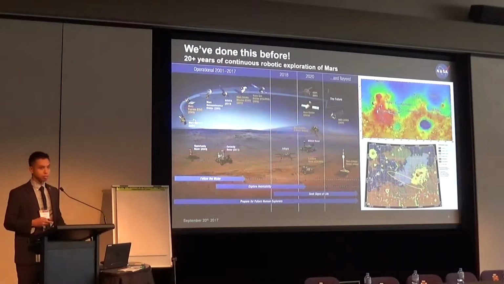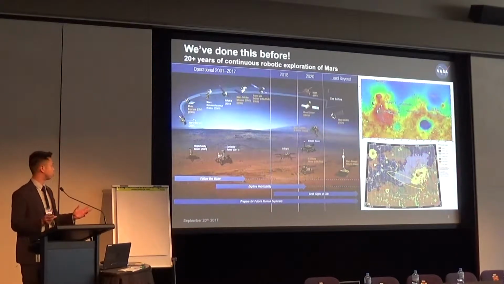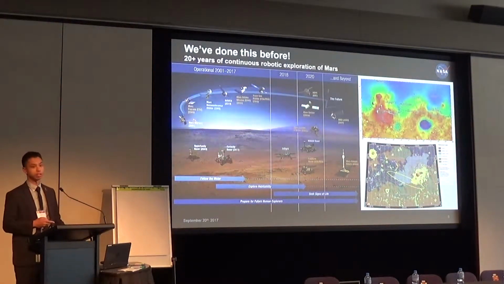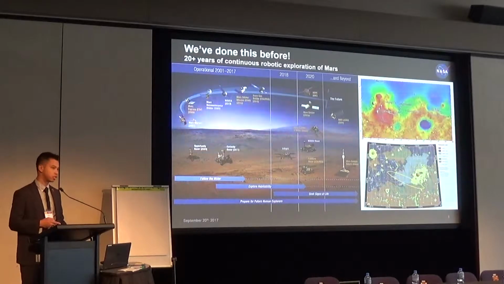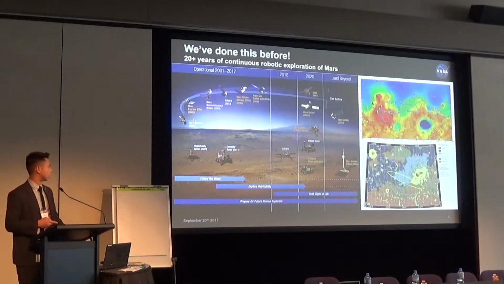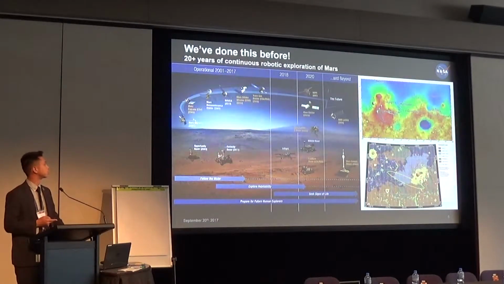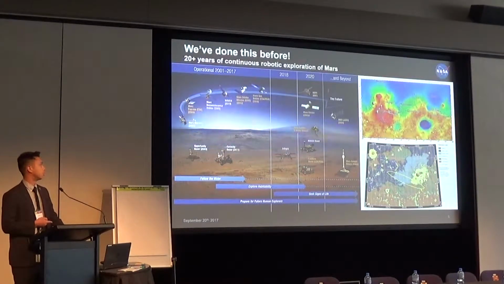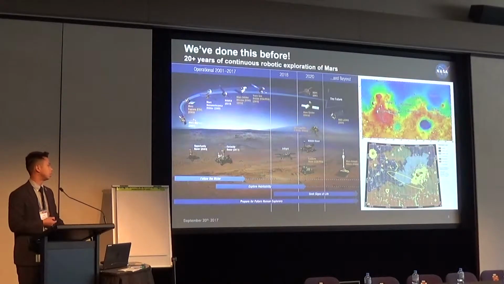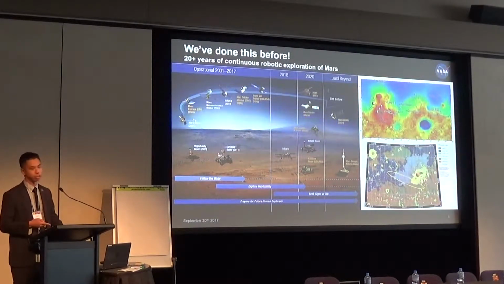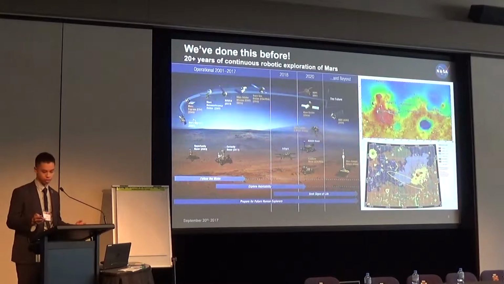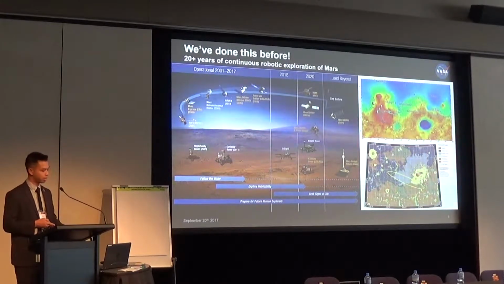So we've done this before, we've selected landing sites before. We've had over 20 years of continuous exploration of the Martian system. Sojourner, Mars Pathfinder, landed on July 4, 1997, and we have a number of missions coming up. So here are the various locations on Mars where we've landed. And when we do this, we typically define a landing ellipse and define scientific regions of interest that we want to explore once we land there.